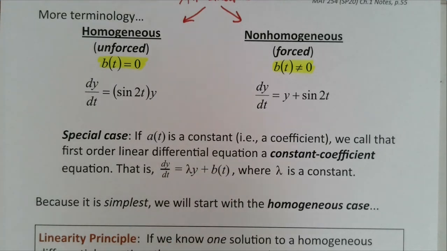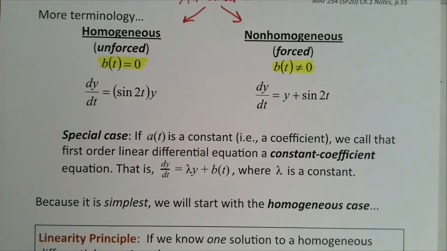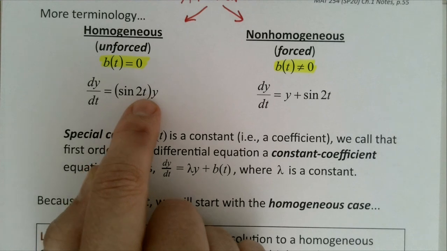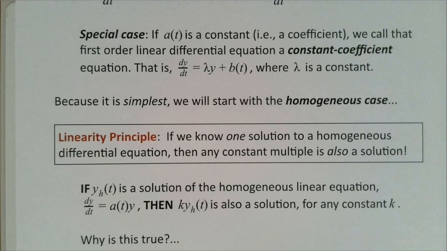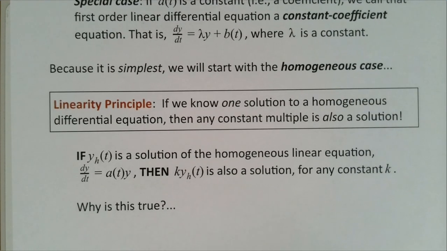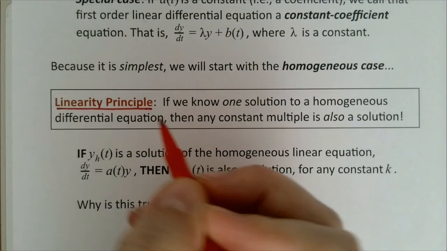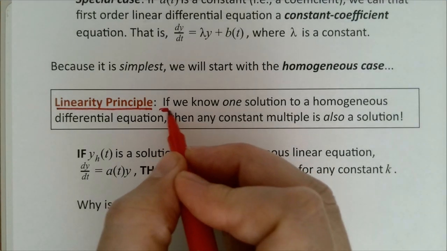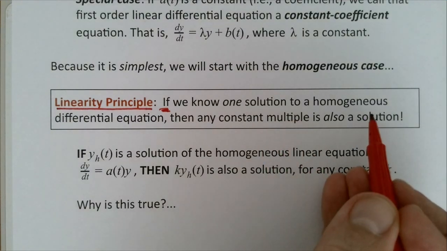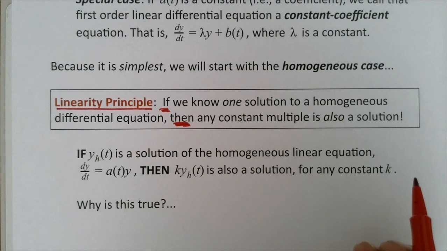So we're going to start with the homogeneous case, the case where there's really only one term on the right-hand side, and it's a multiplication of some function of t times y. And when we do that, we have this homogeneous case. And we're going to start with what's called the linearity principle. And this is one of those mathematical statements that's always true, but it's written in the form of an if-then statement. So look for the if. If we know one solution to a homogeneous differential equation, then any constant multiple is also a solution.